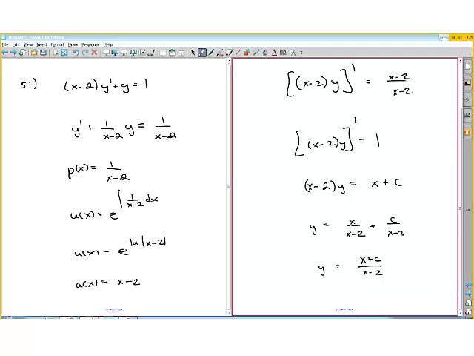Now, I don't know if you can solve this using separation of variables or not. I'm trying to think here. Yeah, I think so.